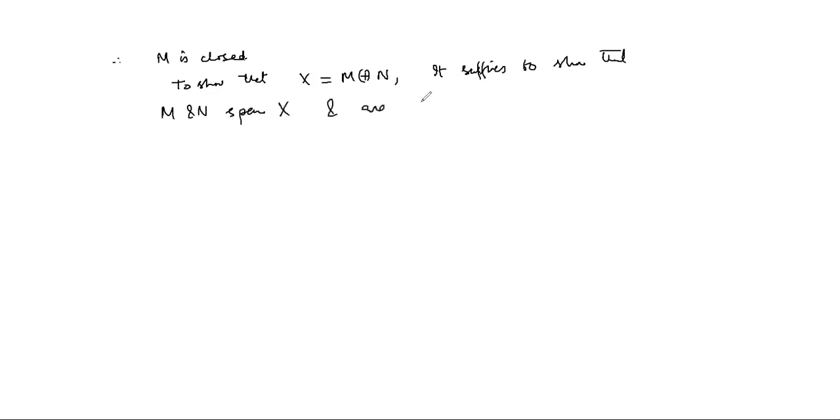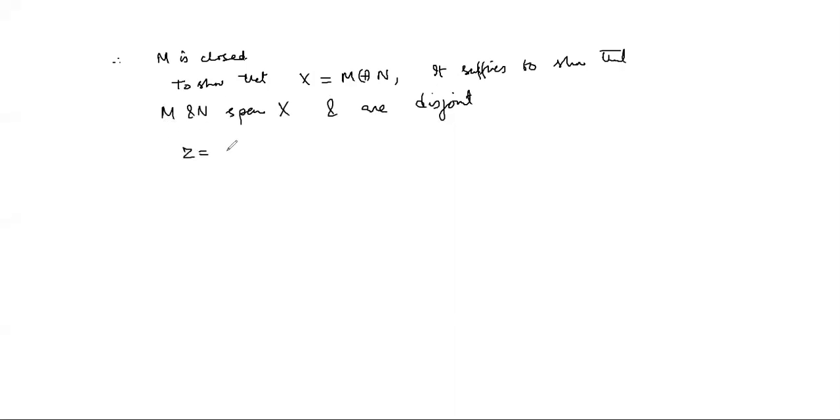Okay. Now to show that X is equal to M direct sum N, it suffices to show that M and N are disjoint, and M and N span X. By disjoint I mean they only have the origin in common, because they are both subspaces.